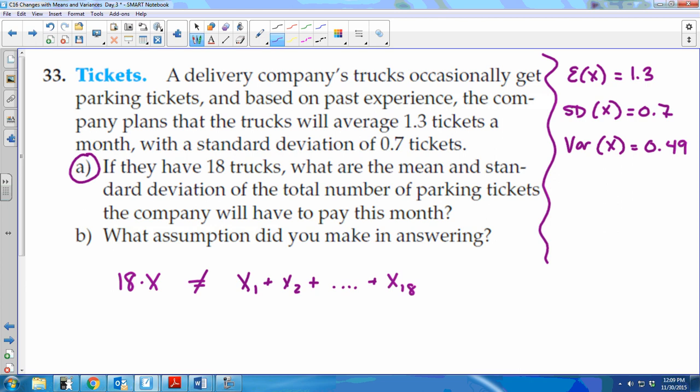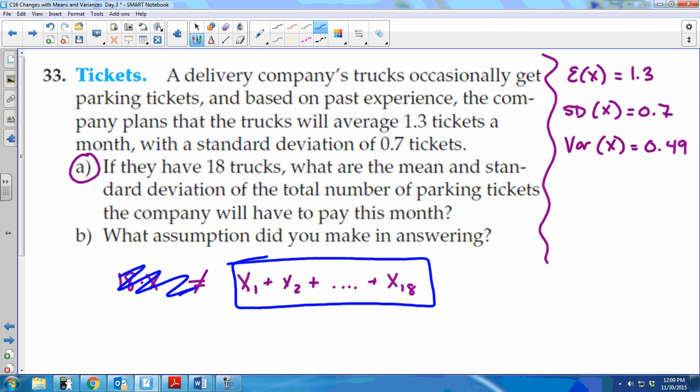So if you have 18 trucks, X is the average number of tickets per month for one truck. Am I taking one truck and multiplying by 18, or do I have 18 individual entities? We have individual trucks, independent of each other, 18 independent trucks. Because we have 18 independent trucks, we need to think about it this way, not that way. That ensures that when we do the variance and the standard deviation, we get the right answer. So we have 18 individual trucks sitting in the parking lot.